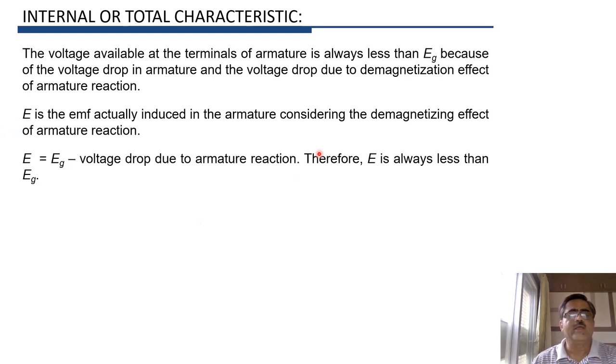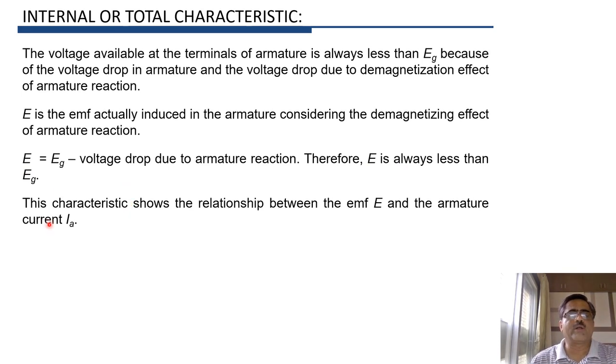So here E is equal to Eg minus voltage drop due to armature reaction. If voltage drop due to armature reaction is subtracted from the generated EMF Eg, we get E. And that's why E is always less than Eg. Now if we plot this EMF E and current Ia, we get this internal or total characteristic.